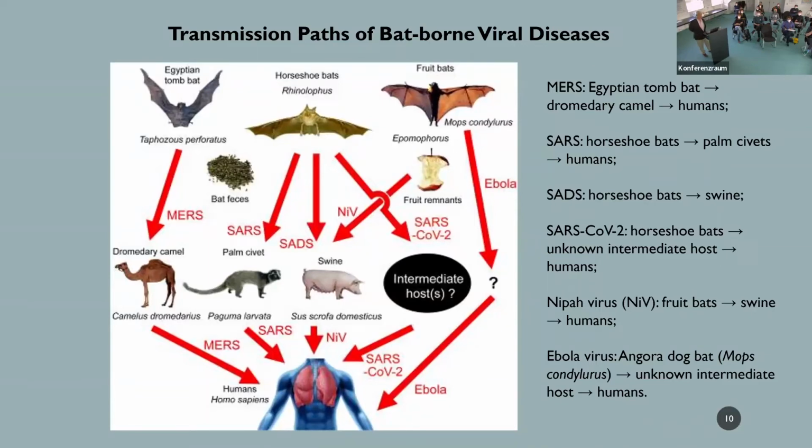Nipah virus is another one. It's a fruit bat, and it goes into pigs and then humans. And then Ebola, we learned about that. It's also a bat virus, and there's an unknown intermediate host, and it's transmitted to humans. So these ecologies are complex, and it takes a while to figure them out.